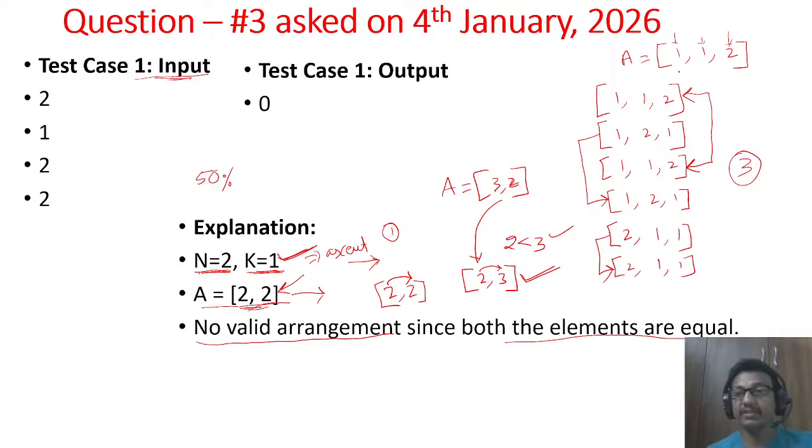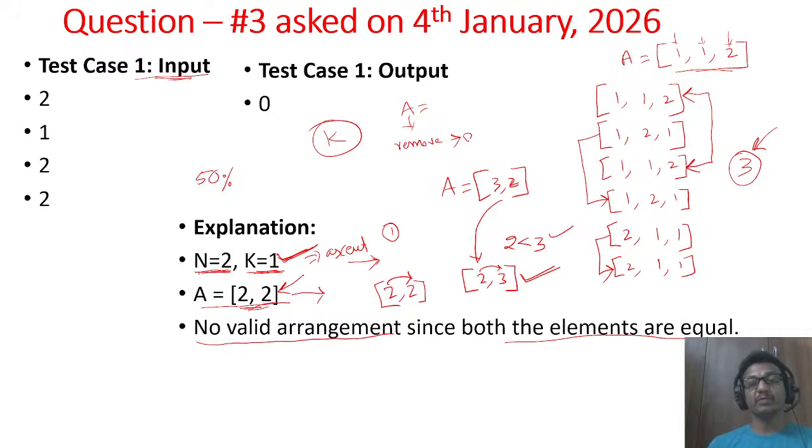So if your input sequence contains duplicate values, find all distinct arrangements. From those distinct arrangements, check how many satisfy our k value. That gives us the final answer. This is how you should follow the logic. An array will be given, so you find all the permutations, and from that remove the duplicate permutations.